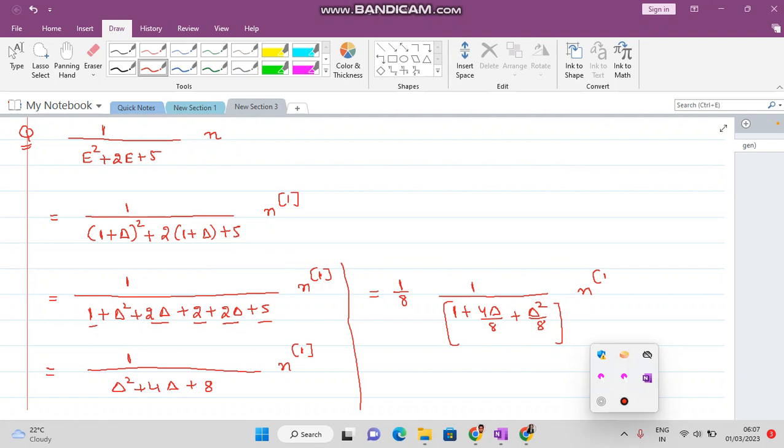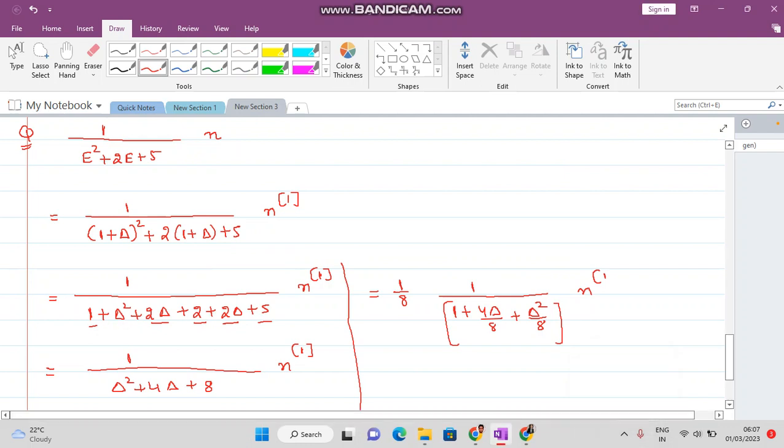So it becomes 1 plus delta whole square plus 2 times 1 plus delta plus 5. Now apply here (a plus b) whole square, which is a square plus b square plus 2ab. So 1 plus 2 delta plus delta square, plus 2 plus 2 delta plus 5. Now this can be written as delta square; 2 delta plus 2 delta is 4 delta; then 5 plus 2 is 7; 7 plus 1 is 8.